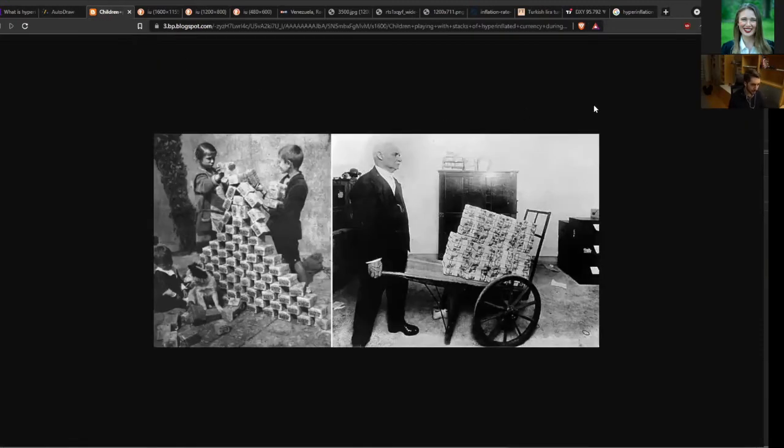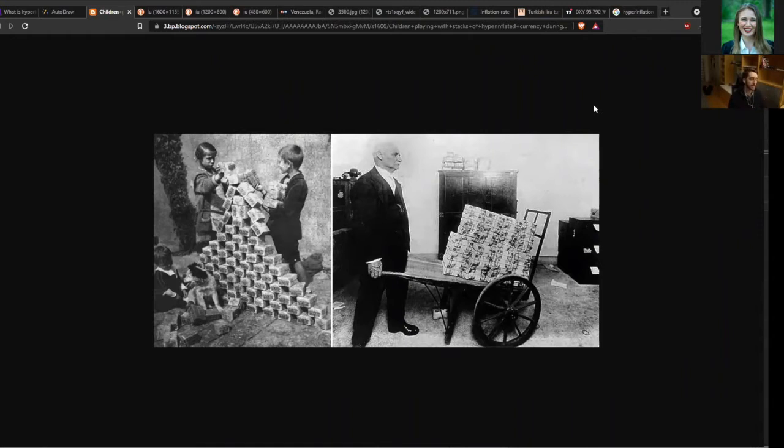I want to go ahead and talk a little bit about the Weimar Republic. This is one of the most common examples that people talk about when they discuss hyperinflation in Germany. Back during the early 1900s, this was one of the first real-world examples of what hyperinflation actually looked like. And some of these photos, they say a photo speaks 1,000 words, and I think these photos tell it all.